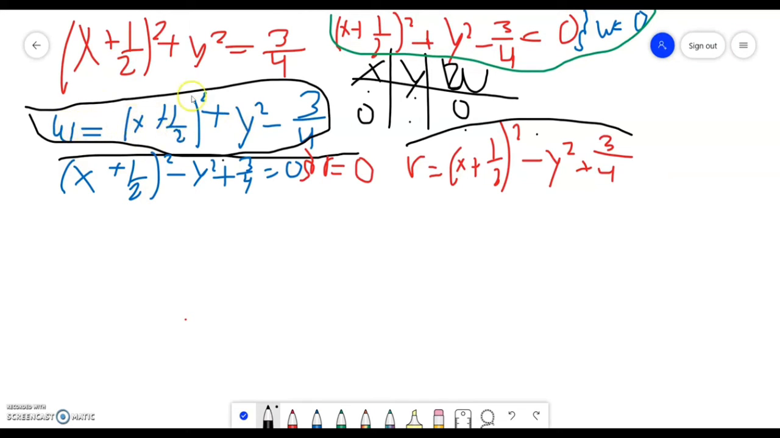w = (x + 1/2)² + y² − 3/4, where w is equal to 0. Basically, we need to put 2 inputs to get 1 output. Two inputs to get an output. So meaning, here we'd have a third dimension: x, y, and then here w.